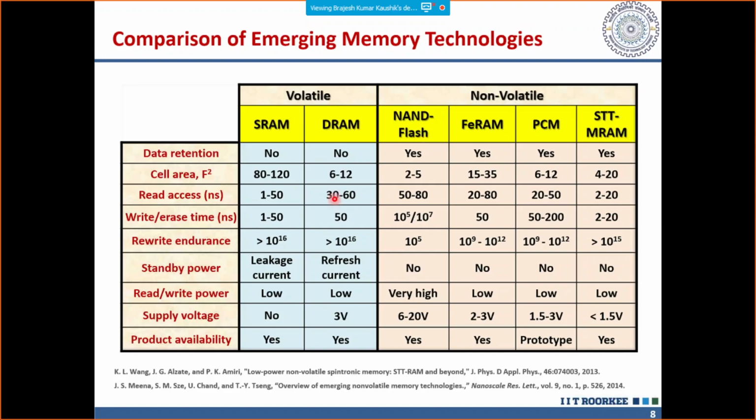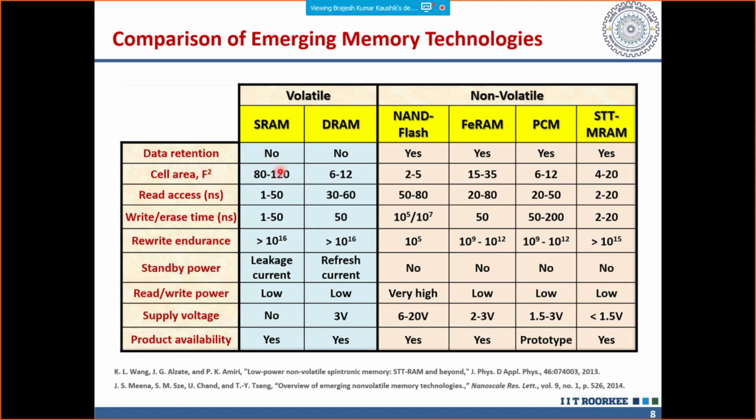You have to make all these comparisons before choosing which emerging non-volatile memory would be good enough. Looking at data retention, SRAM and DRAM of course do not have any data retention. As soon as you switch off the power, everything is lost. The non-volatile memories do have data retention, that is quite sure.